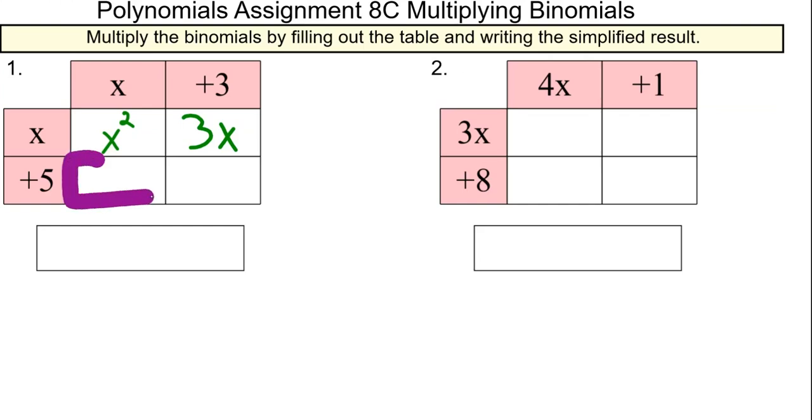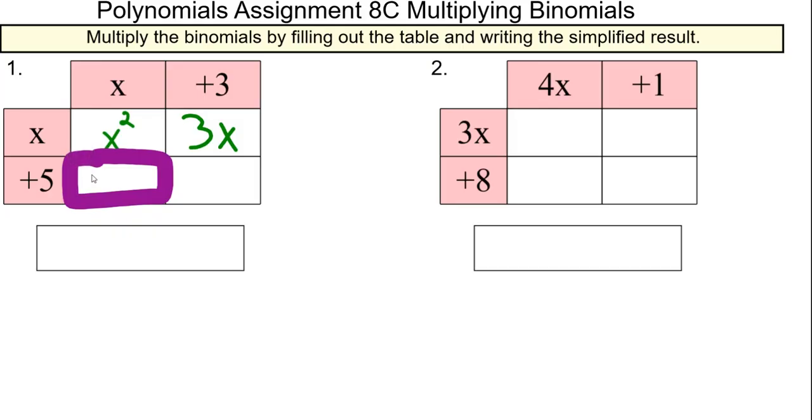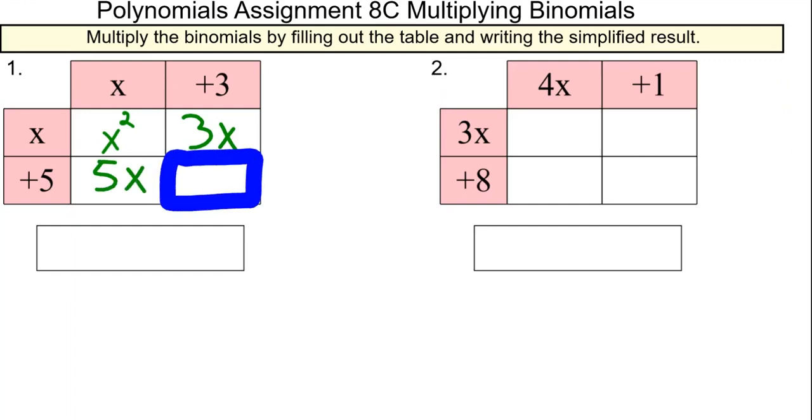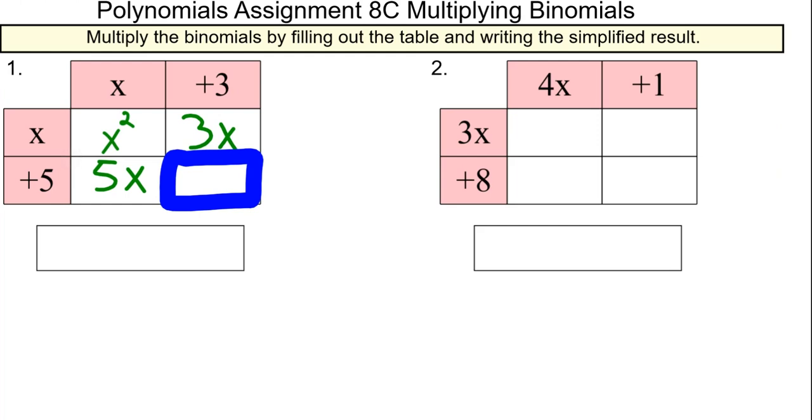This value right here is the product of what is above it and what is beside it. 5 times x is 5x. And finally, this table value is the product of what is above it and what is beside it. 5 times 3 is 15.